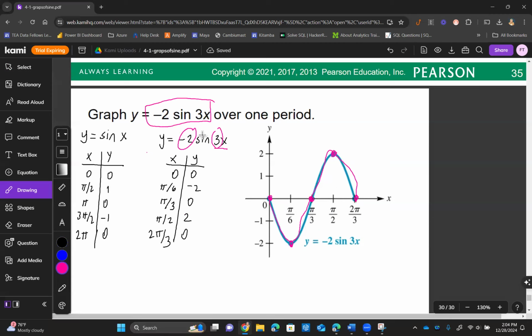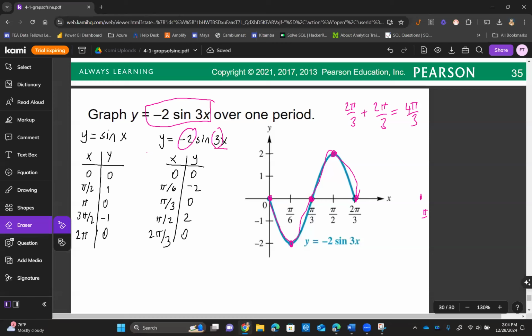This is one period. If they ask you to draw it for 2 periods, each period is 2 pi over 3. If you add another 2 pi over 3, the next curve is going to end at 4 pi over 3. So you will need to extend this all the way to 4 pi over 3, and then you're just going to copy this exact same figure one more time if they wanted 2 periods of the curve. But they wanted just one curve, so we're just going to stick with this blue graph.